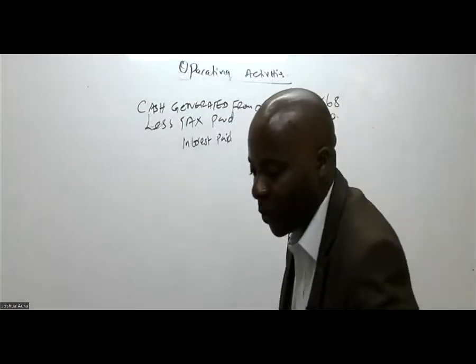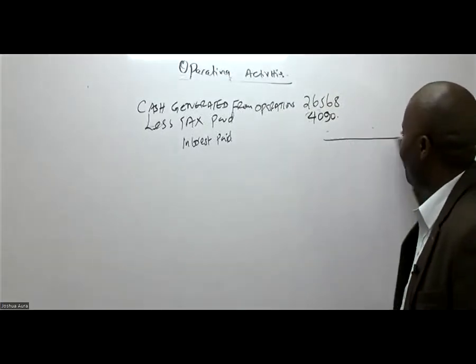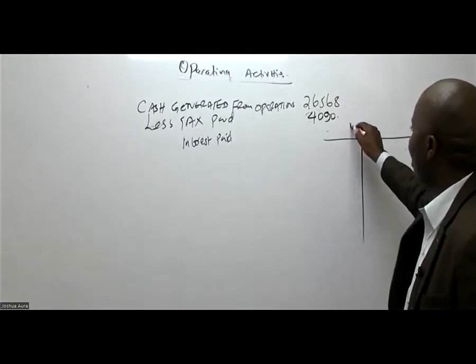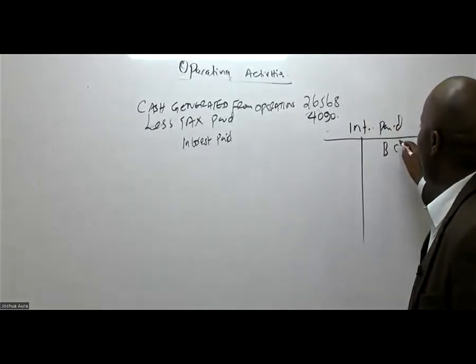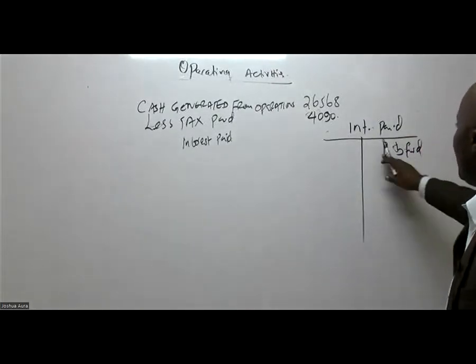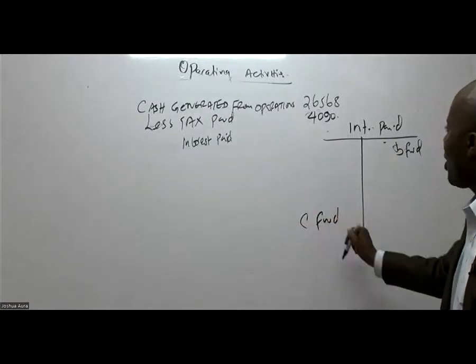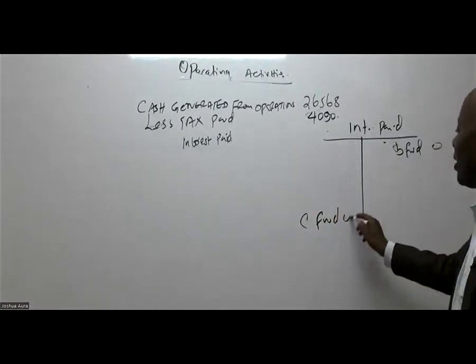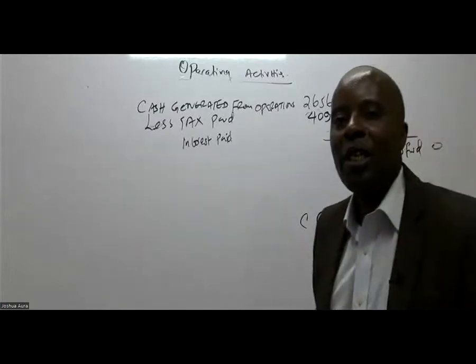Of course, in my subsequent class, I will show you how to go with this using shortcuts. So come here. So we have interest paid. In this case here, we have a balance brought forward, and then we have what is carried forward. For interest, there is nothing. What we have, ladies and gentlemen, is the interest expense for the year.